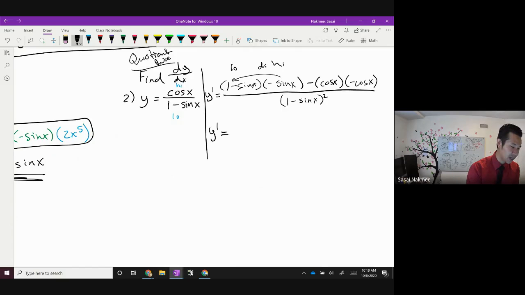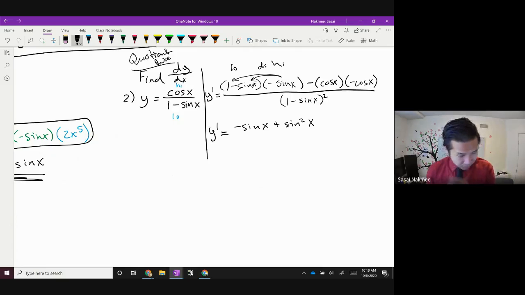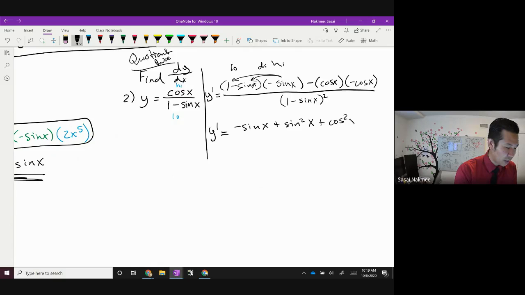We're going to go ahead and distribute this right here. This negative sine x is going to get distributed to the 1 and the negative sine. So I'm going to have here negative sine x plus, because negative times a negative becomes a positive, sine squared x. Sine squared x, not sine x squared. The sine function is being squared, not the x itself. And then multiply this over here. I'm going to end up with negative cosine times negative cosine, which is going to give me a positive cosine squared x. And this is all, of course, over 1 minus sine x squared.